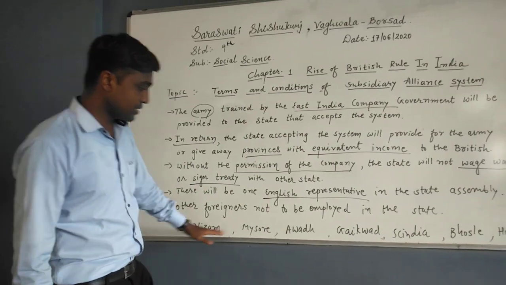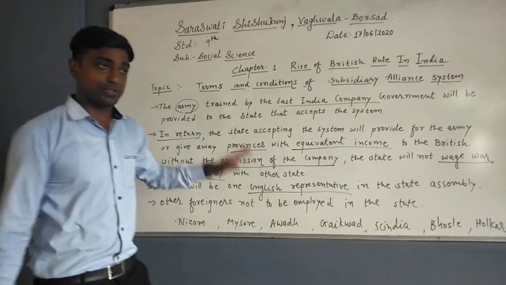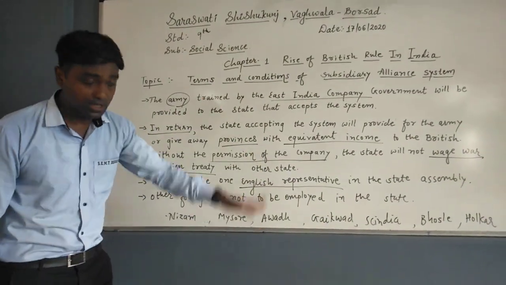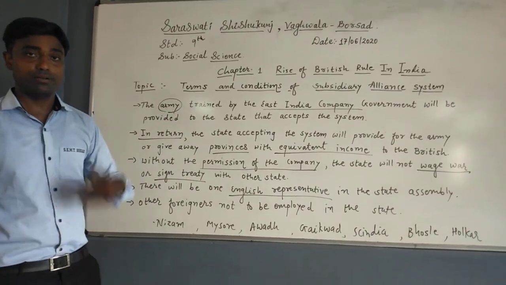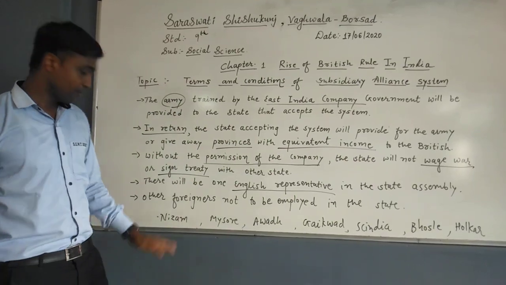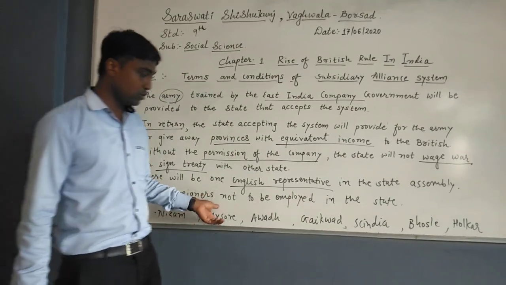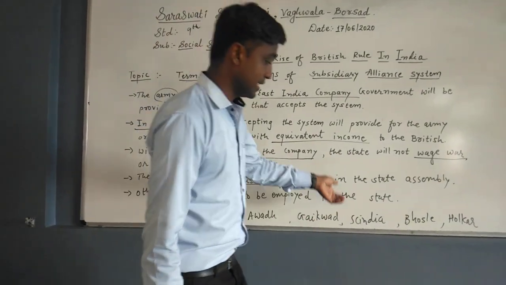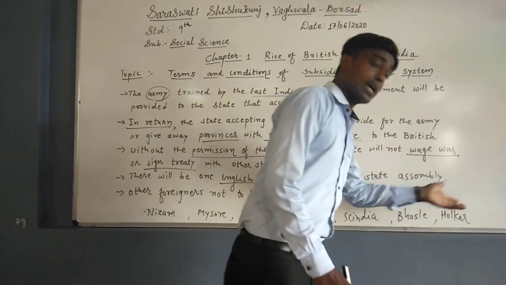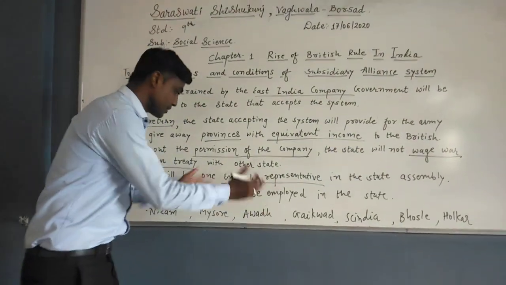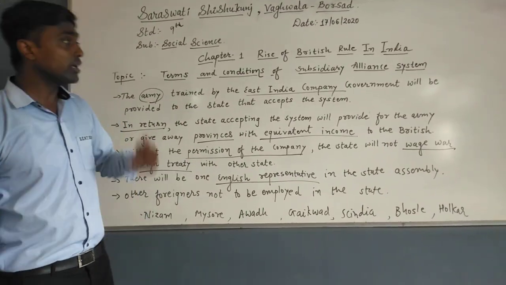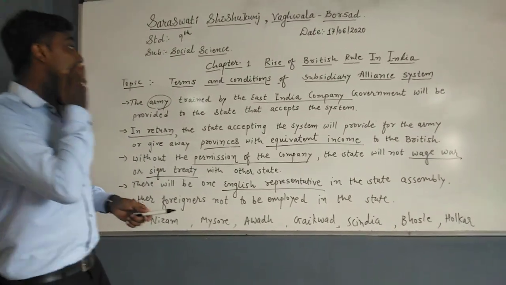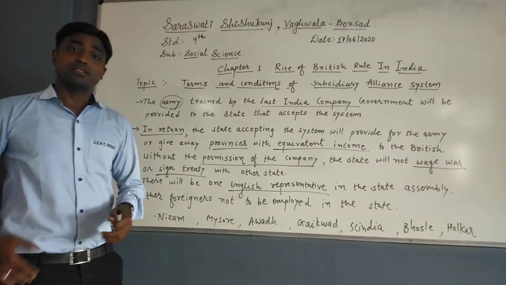Now here I have written some names. These are the names of either states or rulers who accepted this system, and they were exploited too much by the Britishers. For example, Nizam, Mysore, Awadh, Gaikwad, Scindia, Bhosle and Holkar. These are the states or rulers who accepted this subsidiary alliance system. Not only this, apart from this, we can say something more also.